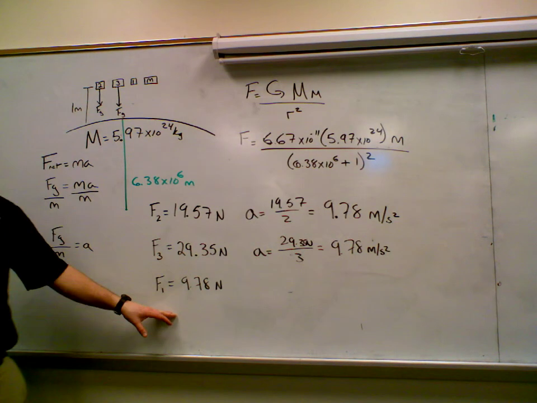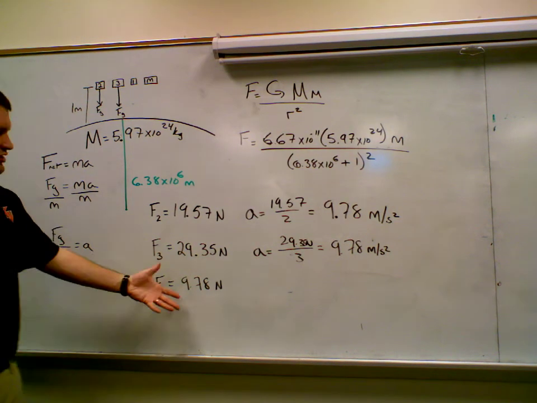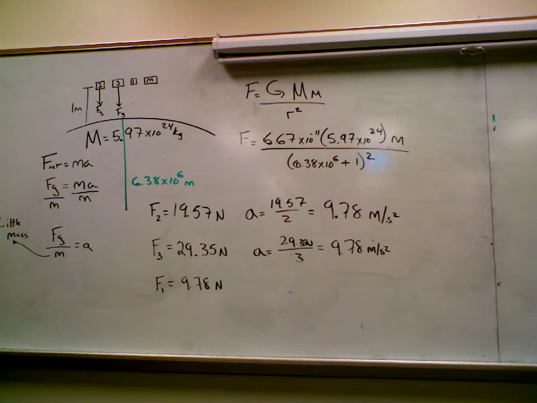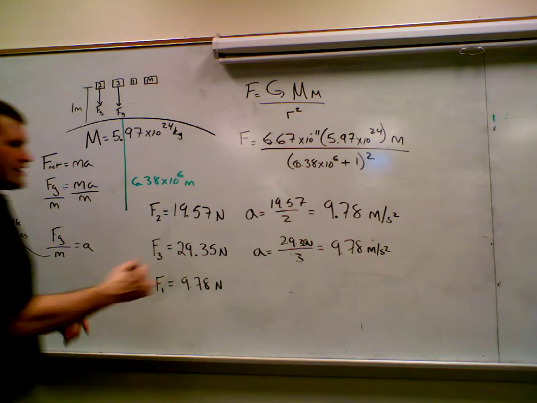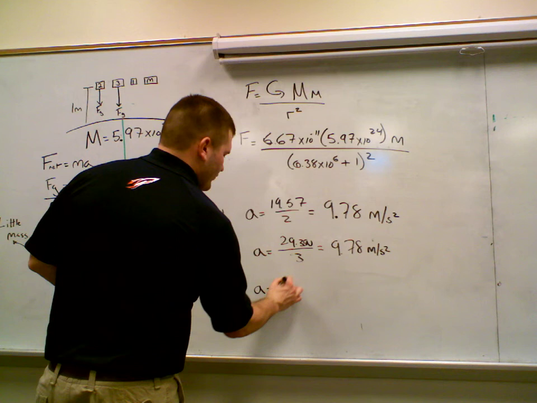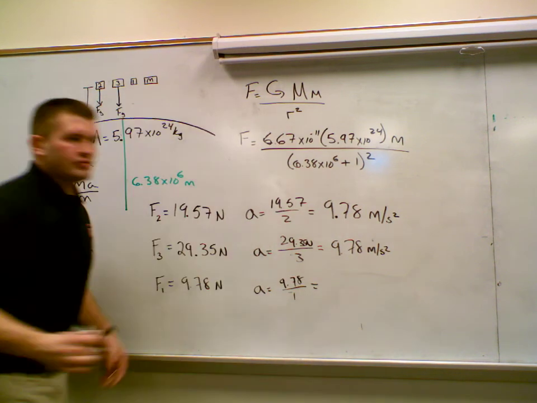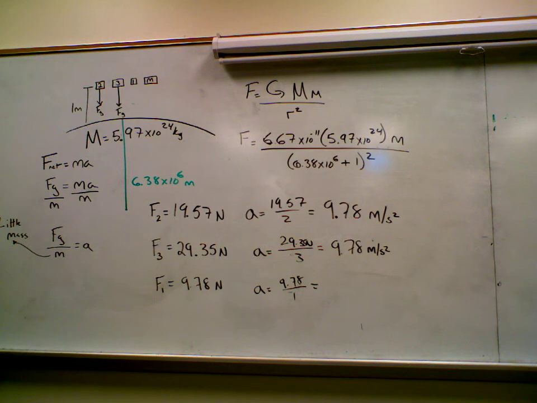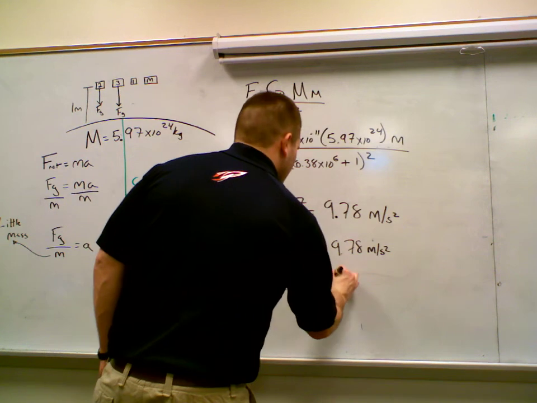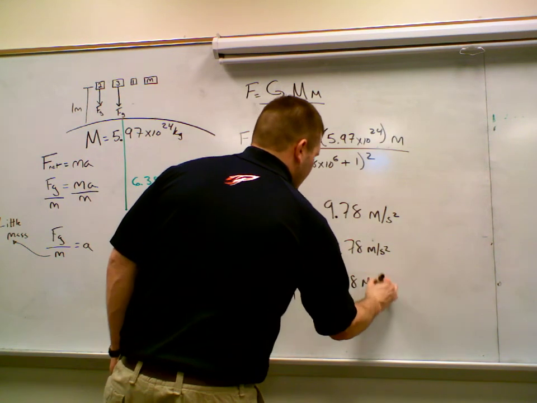Now, some of you might say, whoa, that's our acceleration. How do we get that for our force? You only divided by 1, because the mass is only 1, right? So if I divide 9.78 by 1, what do we get? 9.78.